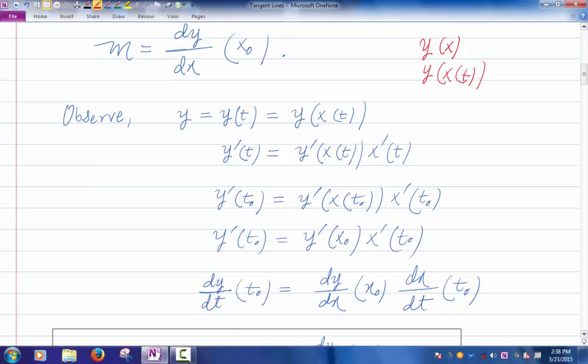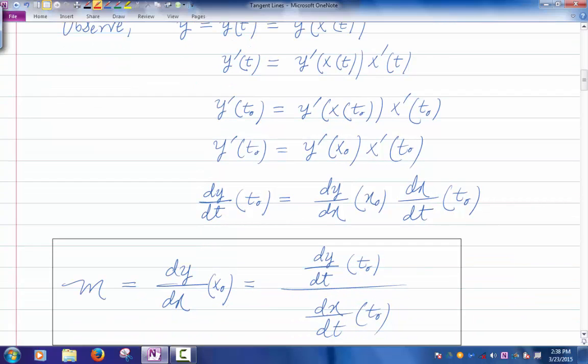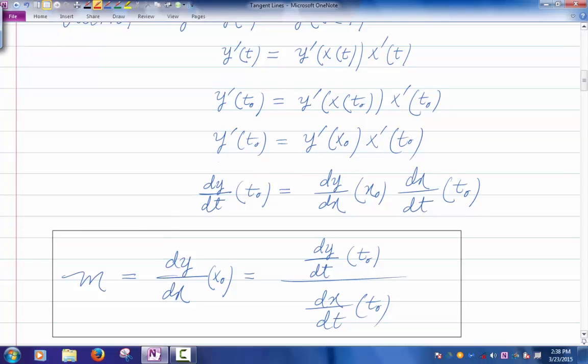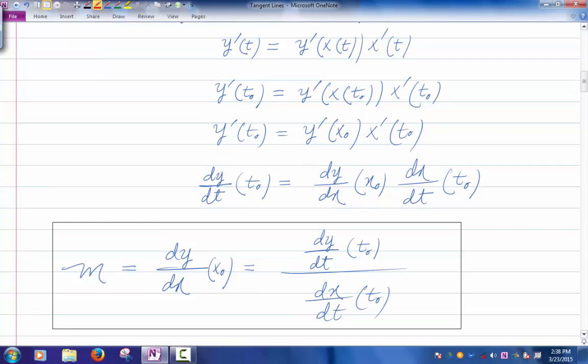Is that making sense? Eventually, notice that I can solve for dy dx. I can solve for dy dx, and I get a formula for dy dx at x naught, which basically says dy dt at t naught divided by dx dt at t naught, which is nice.